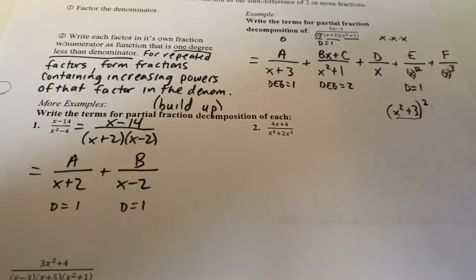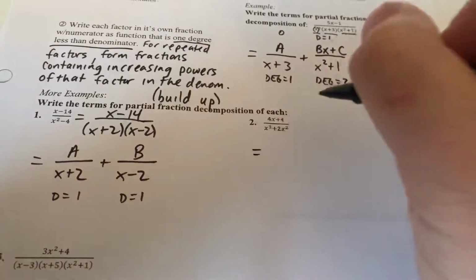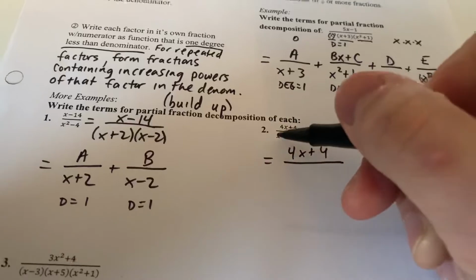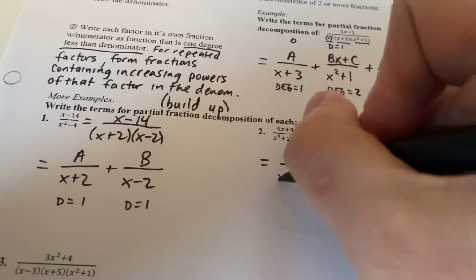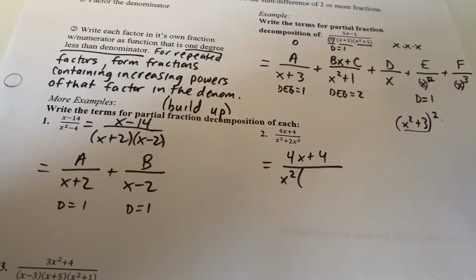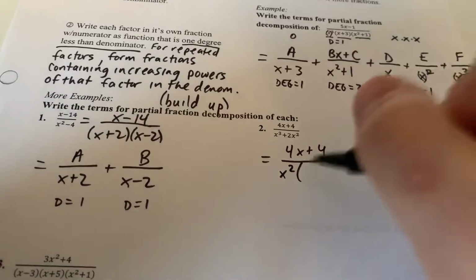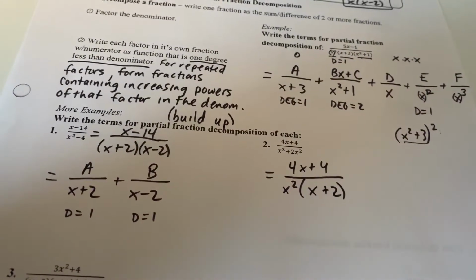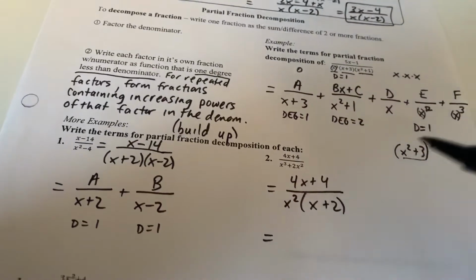Okay, and number 2, factor the denominator. Here we have a common factor of x squared that's in both. So I pull that out, I make a parenthesis with what's left, and I would be left with x plus 2. Okay, we'll break it up.